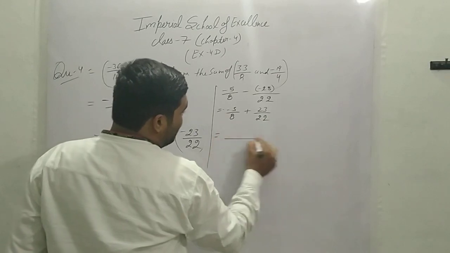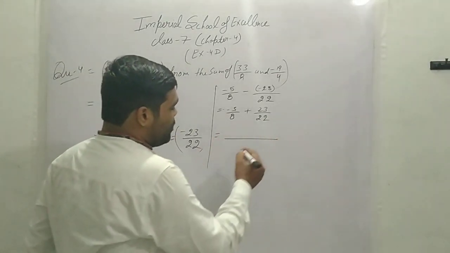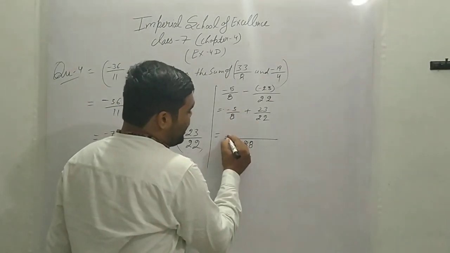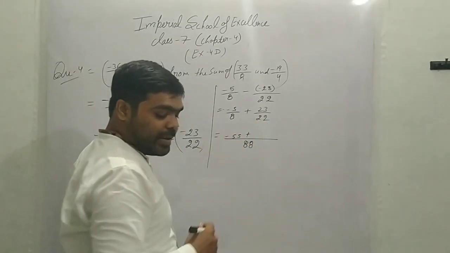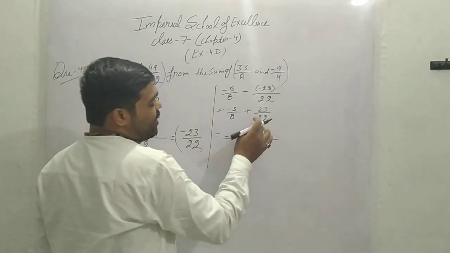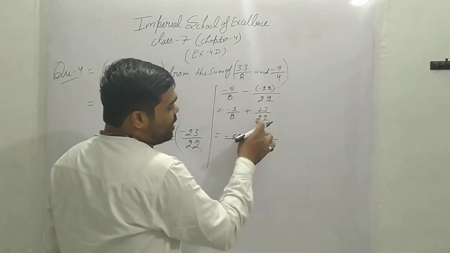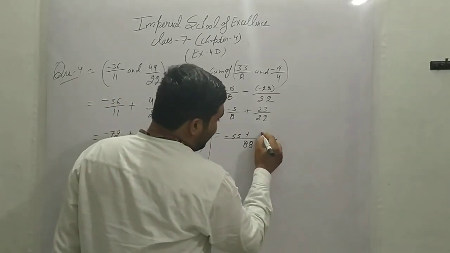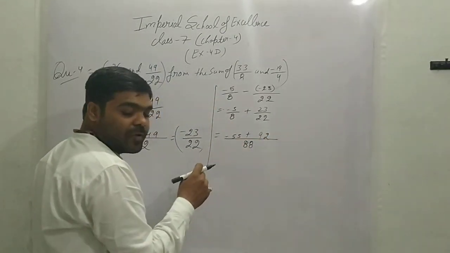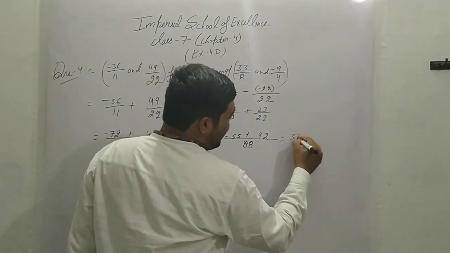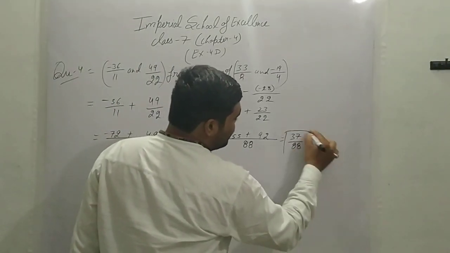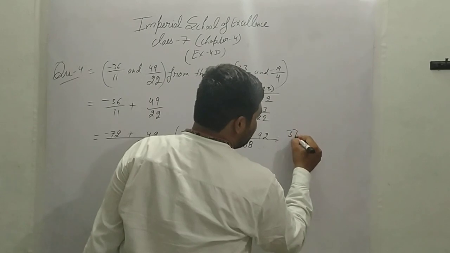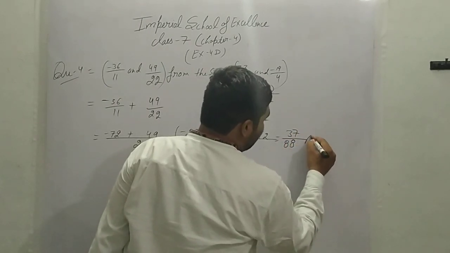Now take the LCM of 8 and 22. When you are taking the LCM of 8 and 22, it will be your 88. 88 divided by 11, 11 fives are 55, minus 55 plus, and 88 divided by 22 is 4, 4 twos are 8, 4 times 23 is 92. Minus 55 plus 92 will be your 37 upon 88. This is your answer. 37 upon 88 is your answer.